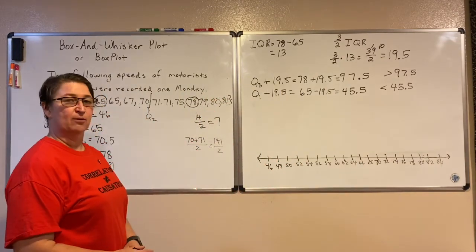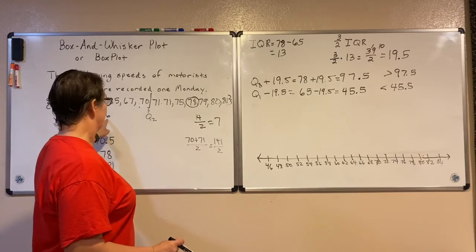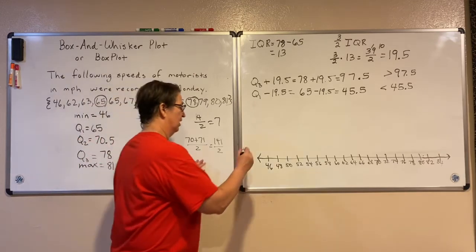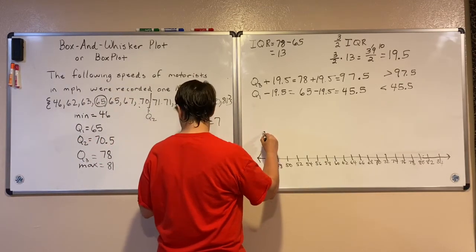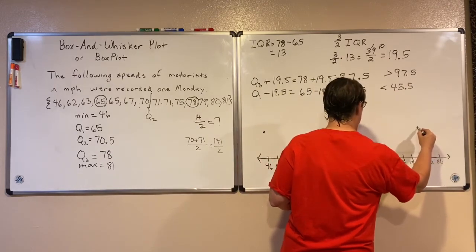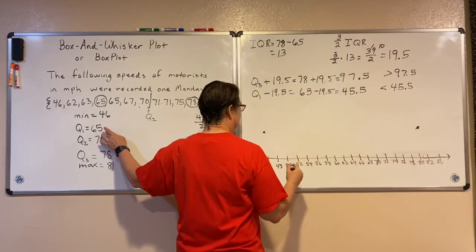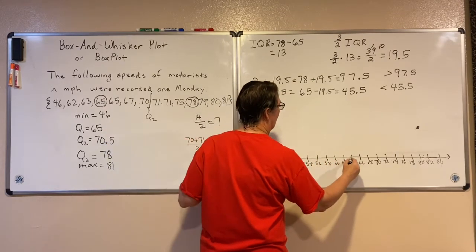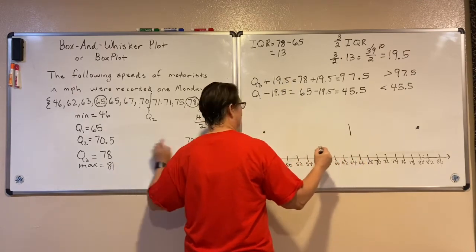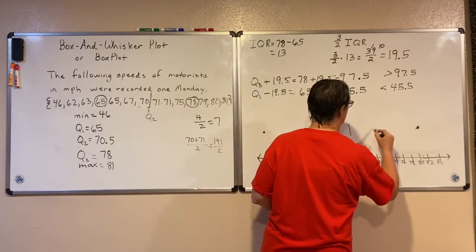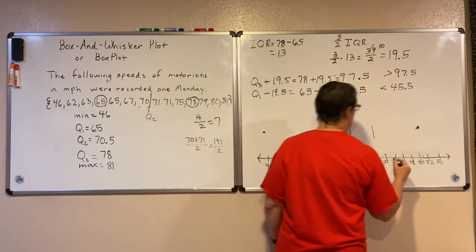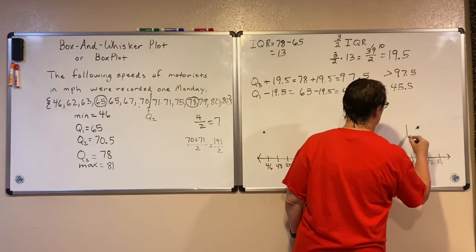Now, I have my number line done. I'm going to just put the 5 number summary on my number line. So at my minimum, I put a dot. And at my maximum, I put a dot. At my Q1, I put a line. So at 65, I put a line. At 70 and a half, I put a line. And then at 78, we draw a line.